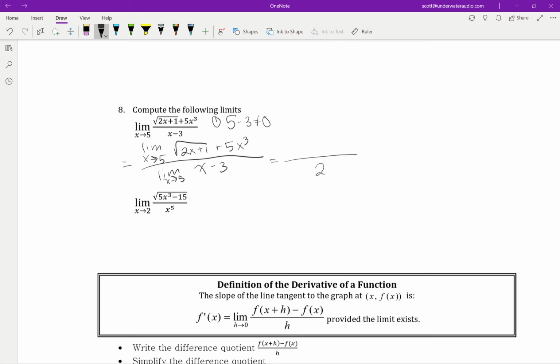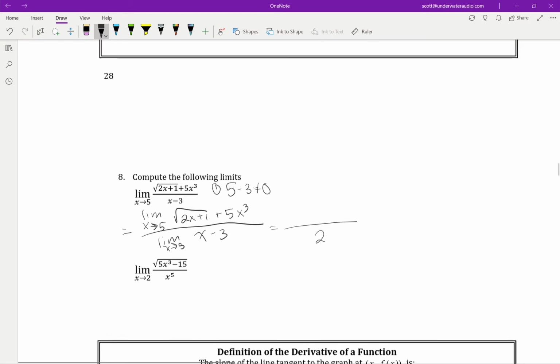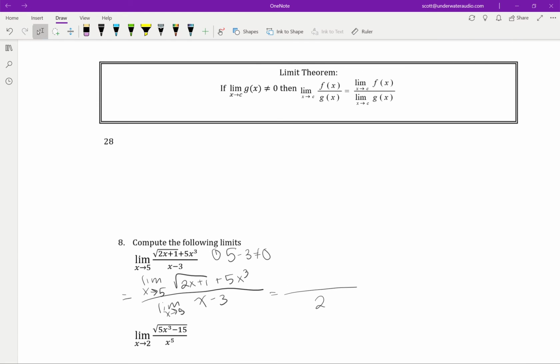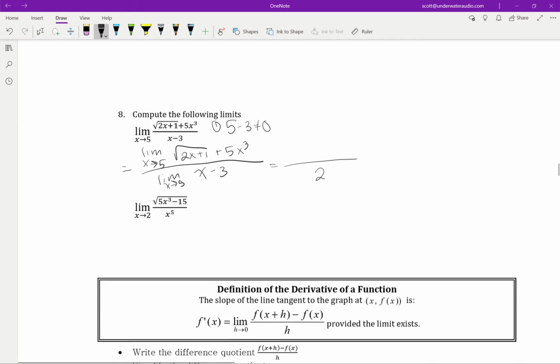But let's take a second and read what was up at the top. So this part right here says if the bottom isn't equal to 0, which we just found out the bottom isn't equal to 0, so if that's true, and it is true, then the limit as x goes to c of the fraction is equal to the limit of the top divided by the limit of the bottom. So we're actually pretty good here. Now we just need to find the limit of the top.